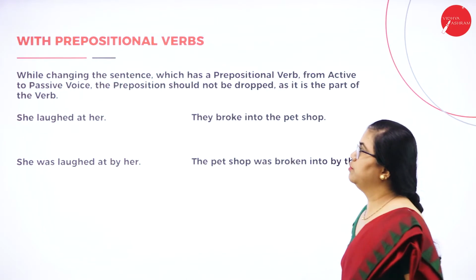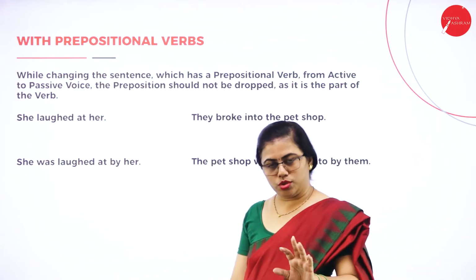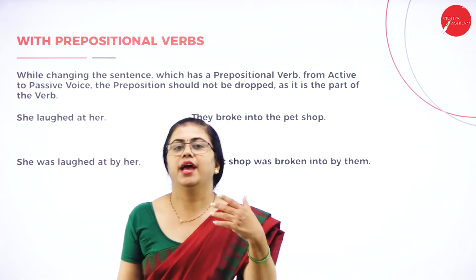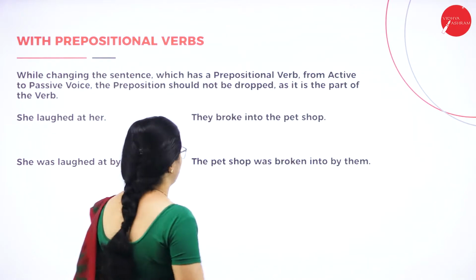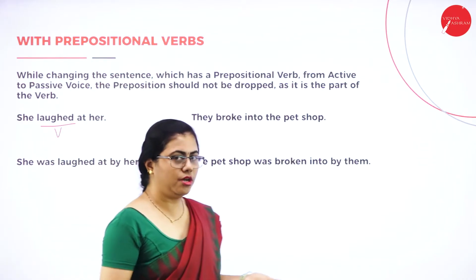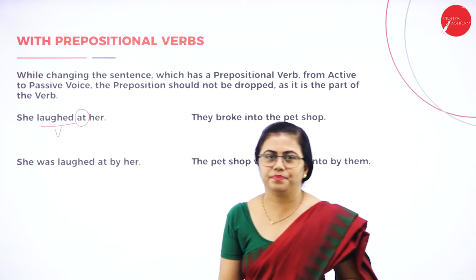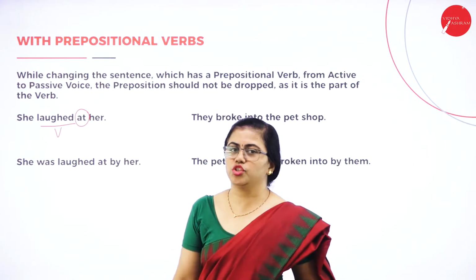Okay, so now we'll move on to prepositional verbs. Prepositional verbs are those verbs that will have prepositions along with the verbs. So here you can see laughed is a verb, and along with that there is another preposition. So how do you change it?